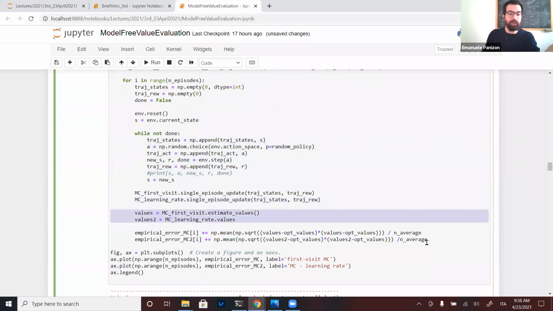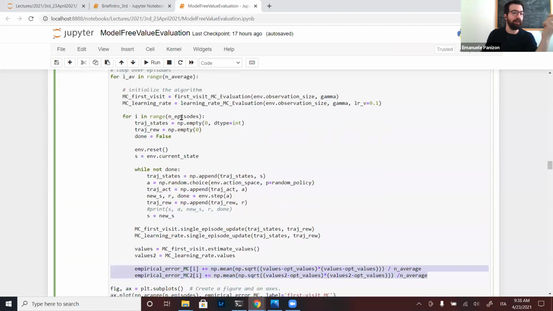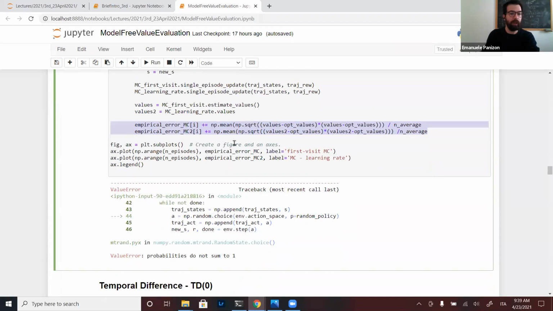And then, since I know what the real values are, the optimal values, I will just check what the error is between what I got at a certain number of episodes of learning and the real one. Okay.